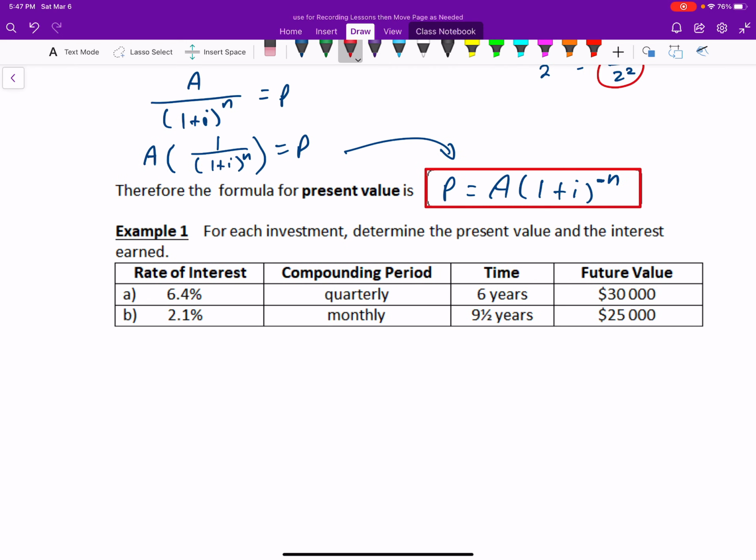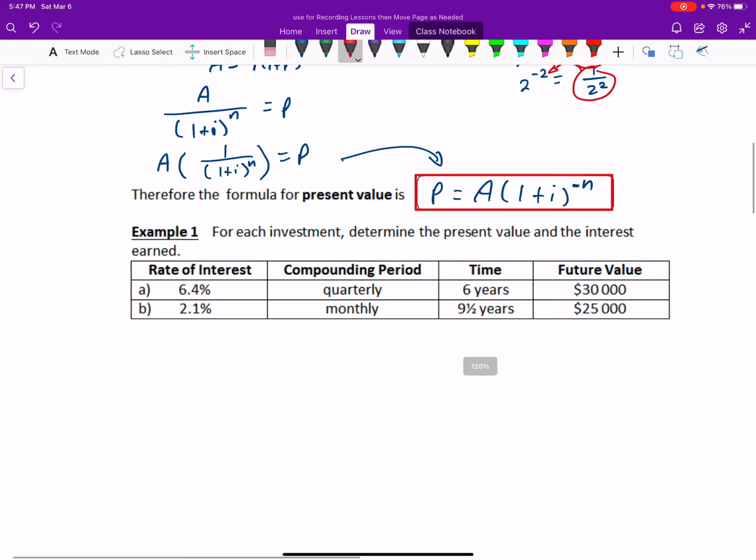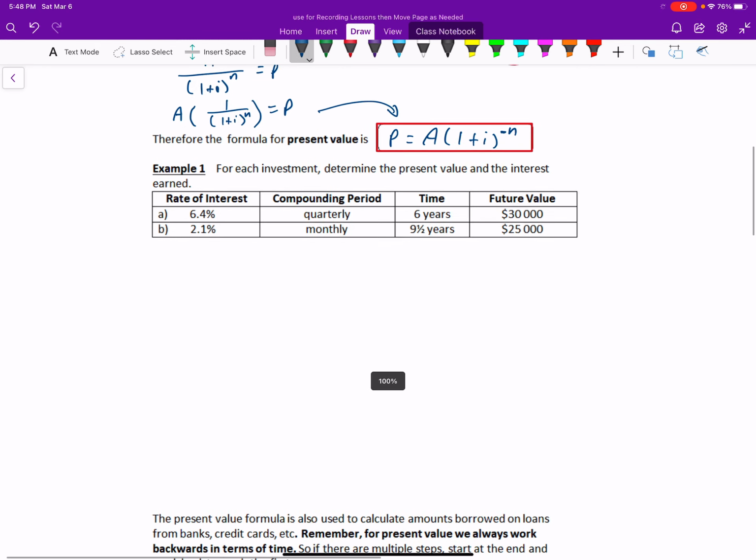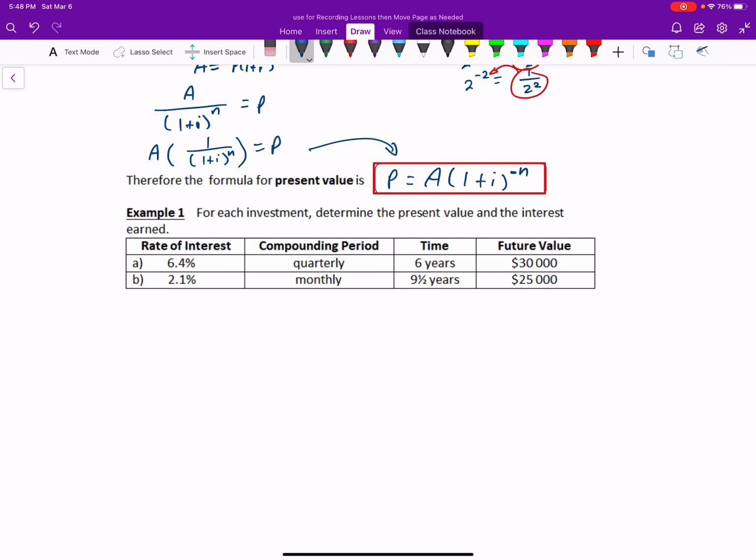I still need to know n. I'll do it just like in the last lesson. So here's a couple of examples. For the A part, there are two examples here, A and B. They're just set up as a table. So for the A part, my interest rate is 6.4% per year, compounded quarterly, which is 4 times a year, for 6 years. I want to have $30,000 at the end of this.